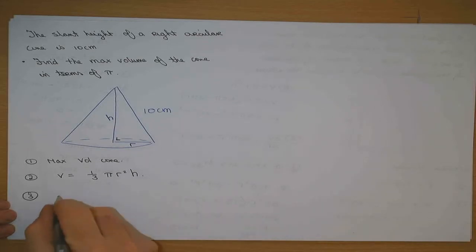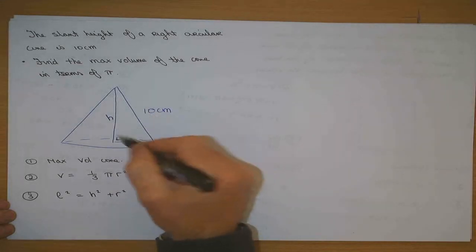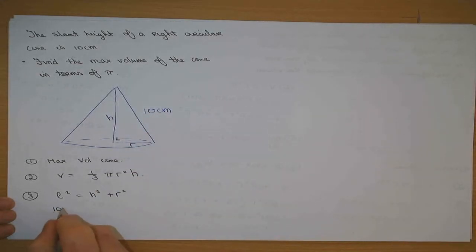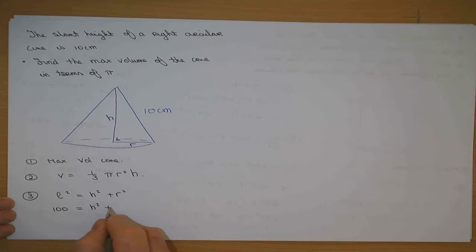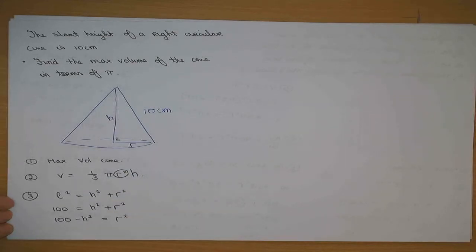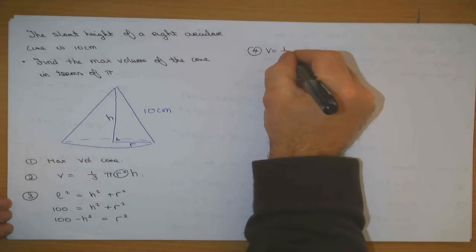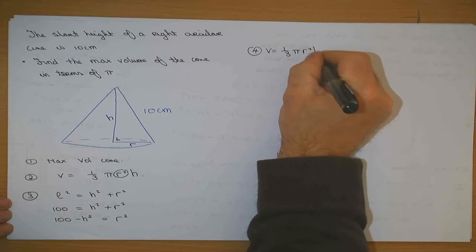That L squared is equal to h squared plus r squared, because that's a right angle. 100 is equal to h squared plus r squared. 100 minus h squared is equal to r squared. Now, does anyone know why I picked r squared equal to and not h equal to? Because I have an r squared there. It was easy.